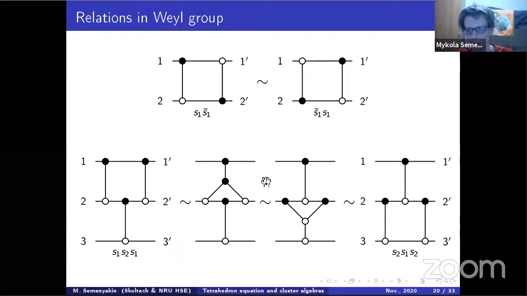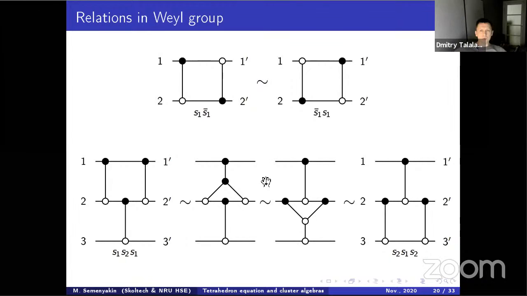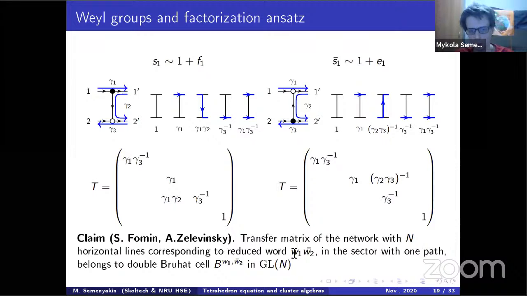Okay, any questions on networks and double Weyl group? Yes, Mykola, could you just repeat how the variables W are related with the network? I missed. Variable W is some word.